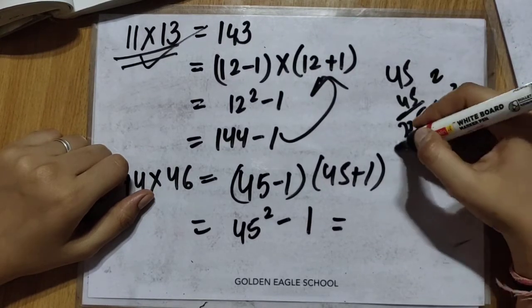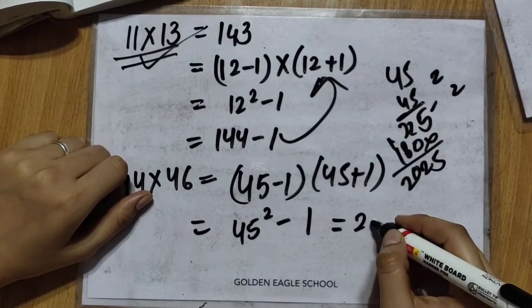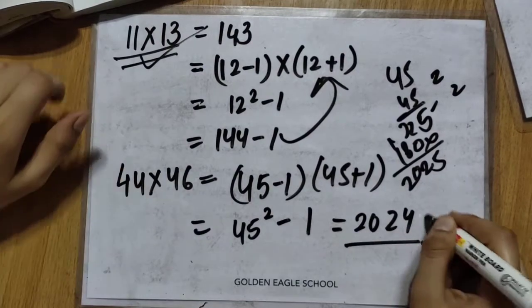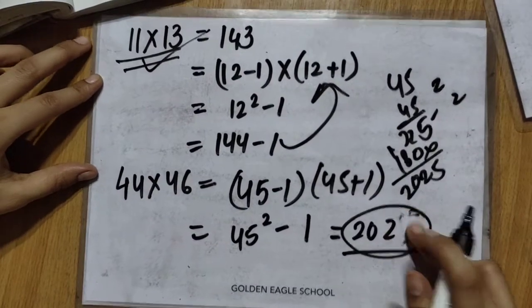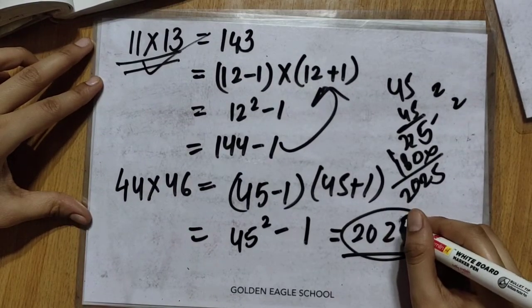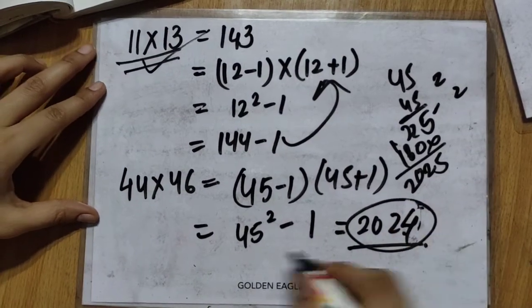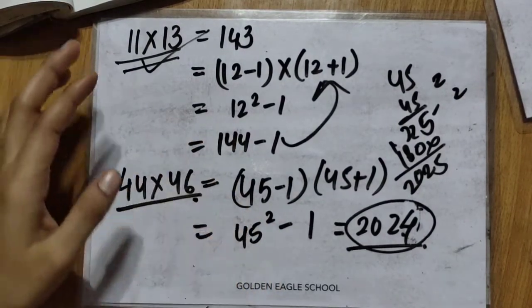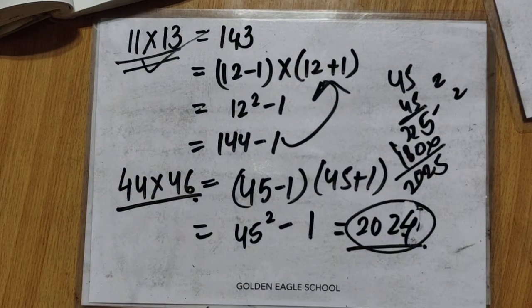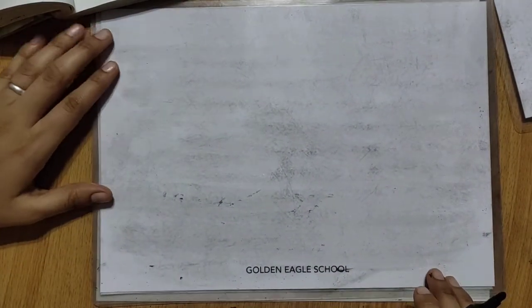Okay, so this will be the perfect square number, and minus 1 will be the product of 44 and 46. This will be the product of two consecutive even natural numbers. Okay, some more patterns in square numbers we'll see.